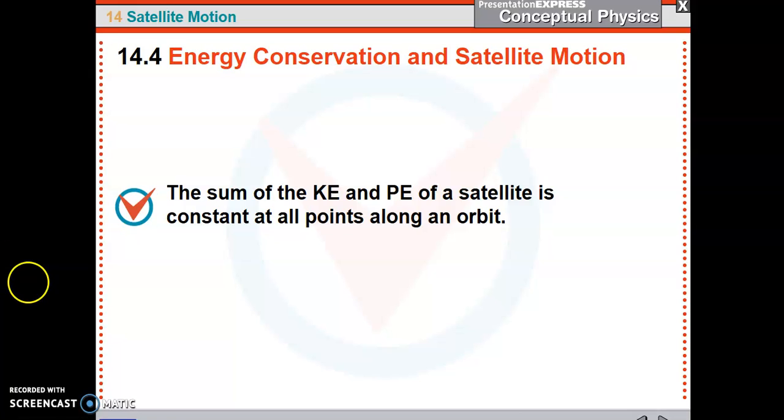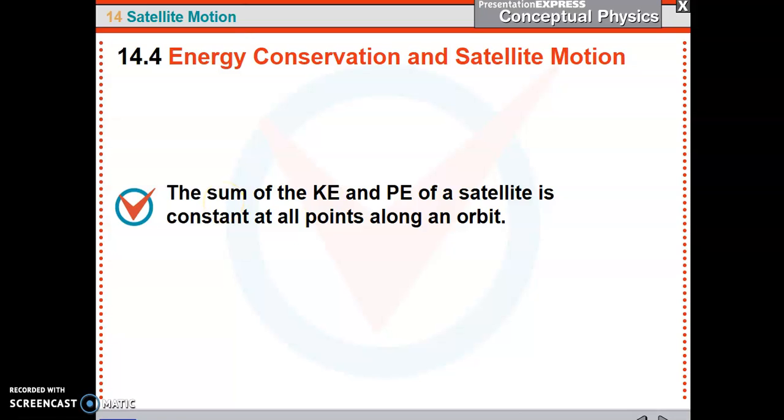Hello, wonderful people. Here we are, chapter 14, satellite motion. We're moving on to section 4, energy conservation and satellite motion. So this is all about kinetic and potential energy.